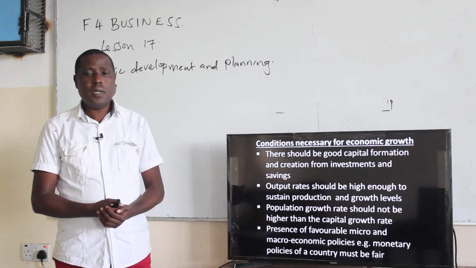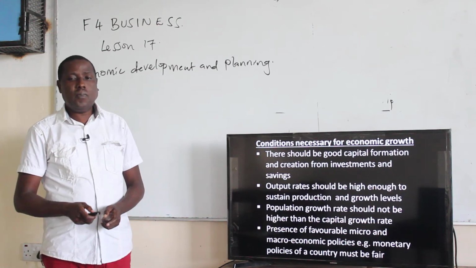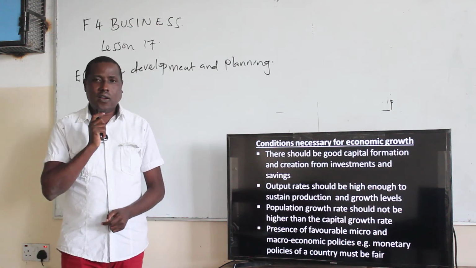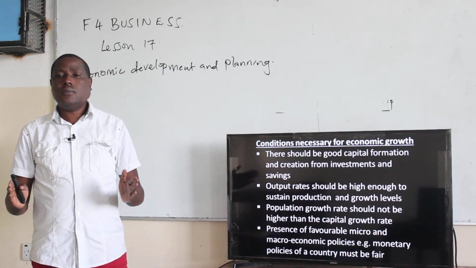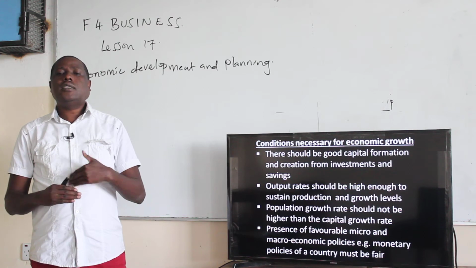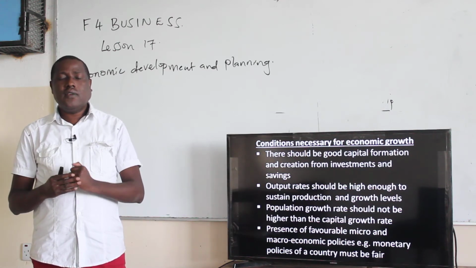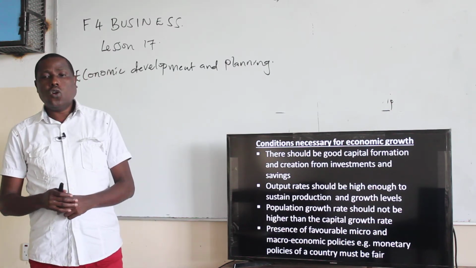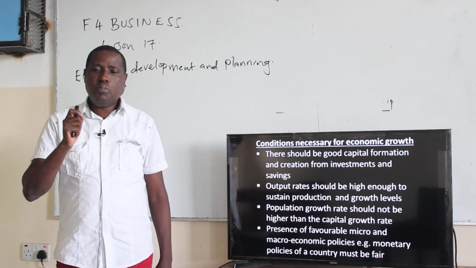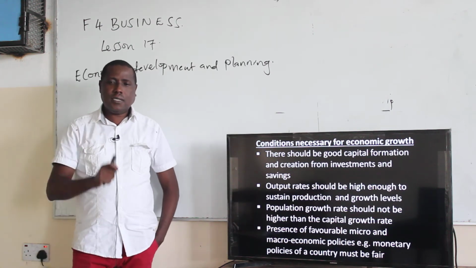Number two, output rates should be high enough to sustain production and growth levels. So we are saying we are producing. What are the rates? Should be high so that they can sustain the production and the growth levels. That's another condition. Number three, the population growth rate should not be higher than the capital growth rate.